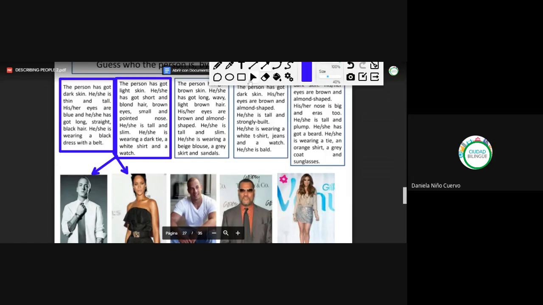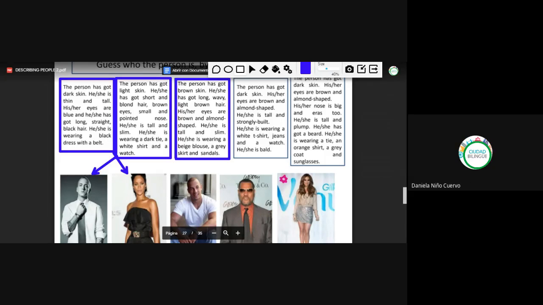Very good. We have the third description. Another volunteer, please. Okay, Consuelo, thank you very much. The person has got brown skin. He, she has got long, wavy, light brown hair. His, her eyes are brown and almond shaped. He, she is tall and slim. He, she is wearing a beige blouse, a gray skirt, and sandals. Sandals. All right, very good.